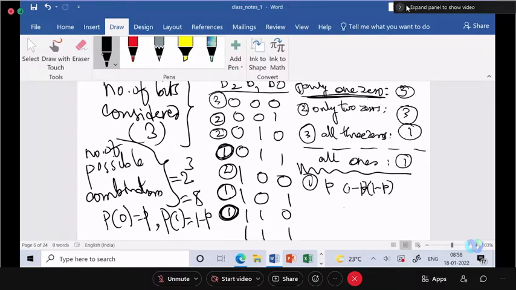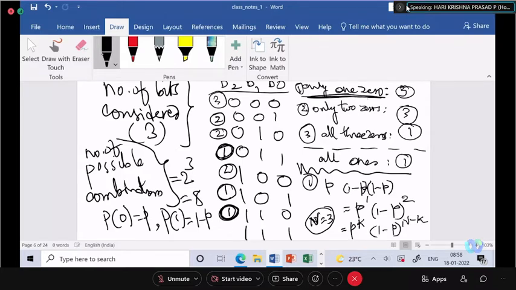So how do I write this? Probability of occurrence of 0 is p, probability of occurrence of 1. How do I write it in formula notation? If I repeat the experiment 3 times, n equal to 3, out of those 3 times, only once 0 is happening. So p raised to power 1, that means p raised to power k, times 1 minus p raised to power n minus k. That is how the notation comes up.